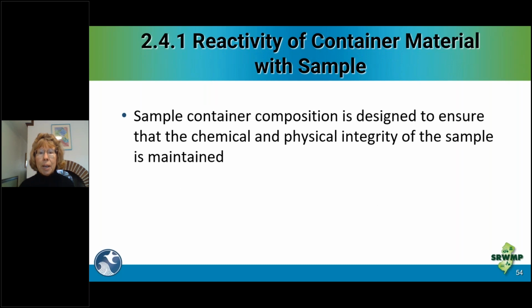So here's your key takeaway. Why are we talking about all of this? Sample integrity is based on all of the measures that we'll discuss in section 2.4, beginning with the selection of the container and the container composition. The integrity of the sample is maintained both chemically and physically when all of these measures are undertaken.